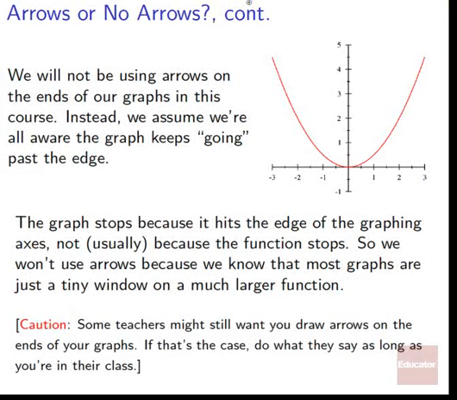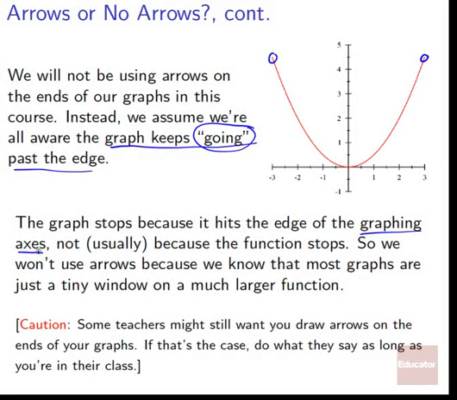At this point, though, I think you've probably gotten used to that idea. We're not going to be using arrows at the ends of our graph in this course. The ends of our graphs in this course are just going to stop on our graphs, but that doesn't mean that the function stops. We're going to assume that we're all aware the graph keeps going. It doesn't stop once it hits the edge. It just keeps going, unless we've been very specifically told that the function stops at a certain location. So the graph is only stopping because the edge of the graphing axes stop. It's the graphing axes that are stopping the function, not the function itself.